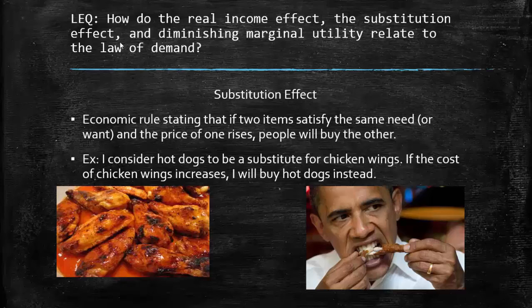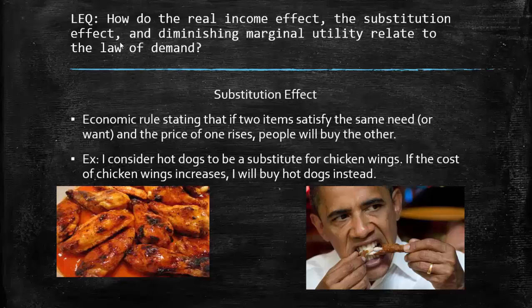So keeping along with this chicken wing example, I know some of you may disagree with me, but let's just pretend that I think chicken wings and hot dogs are substitutes. I like them both. I don't always eat unhealthy, but when I do, it's either chicken wings or hot dogs. So I consider them substitutes. If the cost of chicken wings increases, I will buy hot dogs instead. That causes my quantity demanded for chicken wings to decrease because the price increased, and instead, my quantity demanded for hot dogs will increase.